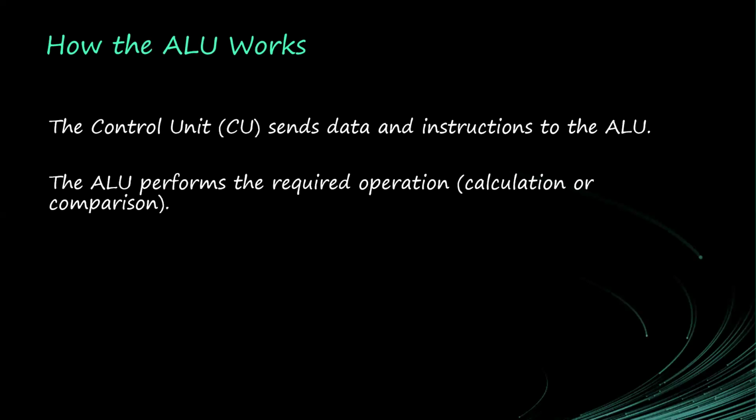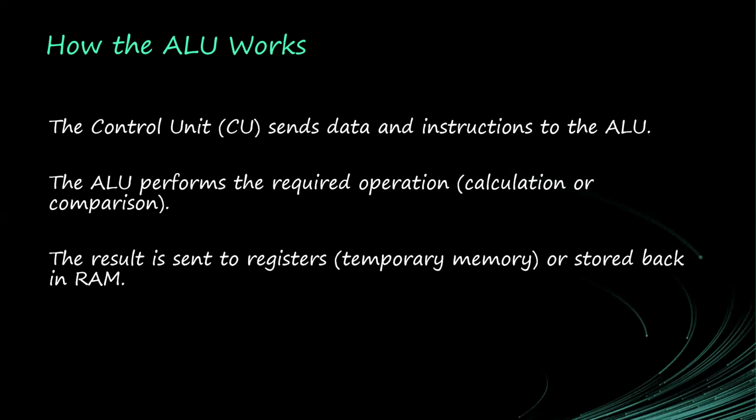So the arithmetic and logic unit will perform the required operation, whether it's calculation or comparison. Then the result is sent to registers or stored back in RAM. So when you say 25 times 4, the control unit will interpret what you want the computer to do, and it will find out that you want the computer to do a multiplication operation for you. So it will send it to the arithmetic and logic unit, because that's where the operation will happen. Then once the arithmetic and logic unit performs the operation, the control unit will send the result to registers for storage or to be stored in the RAM.